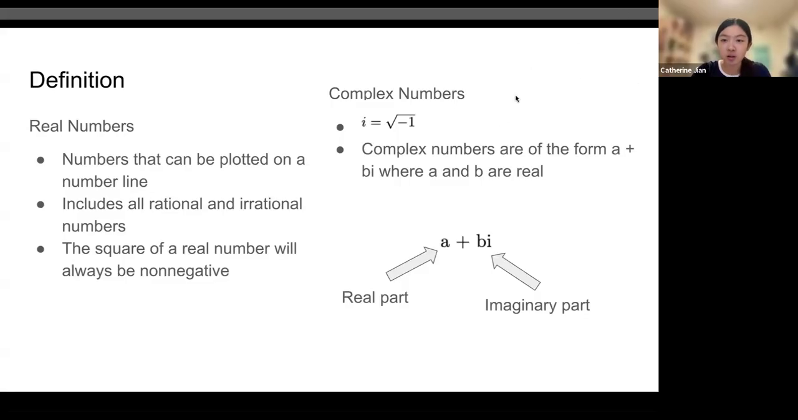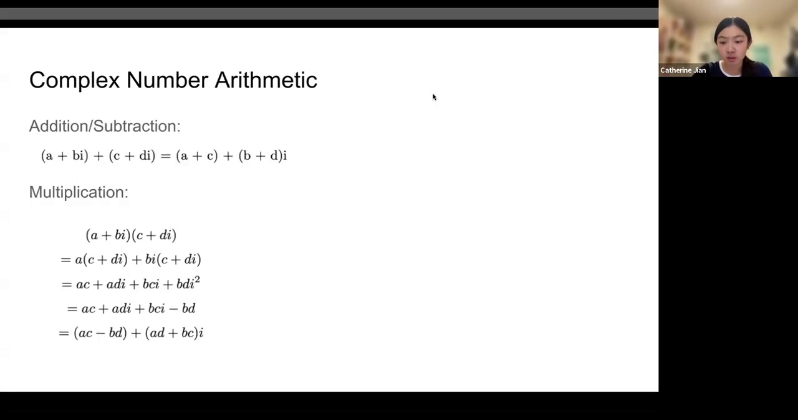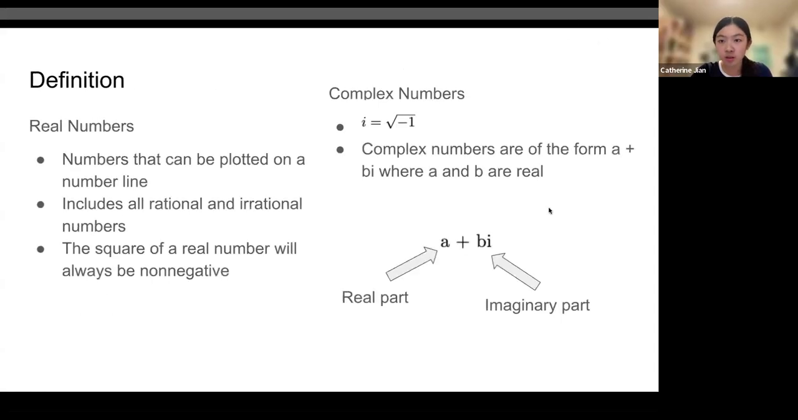Let me first. Complex numbers are of the form a plus bi, where a and b are real. We say that a is the real part, and then bi is the imaginary part because b has the i. And then we also know that all real numbers are complex because that's just the case where b is equal to 0, and then we just have that the number is a. And since a is real, that means it's a real number.